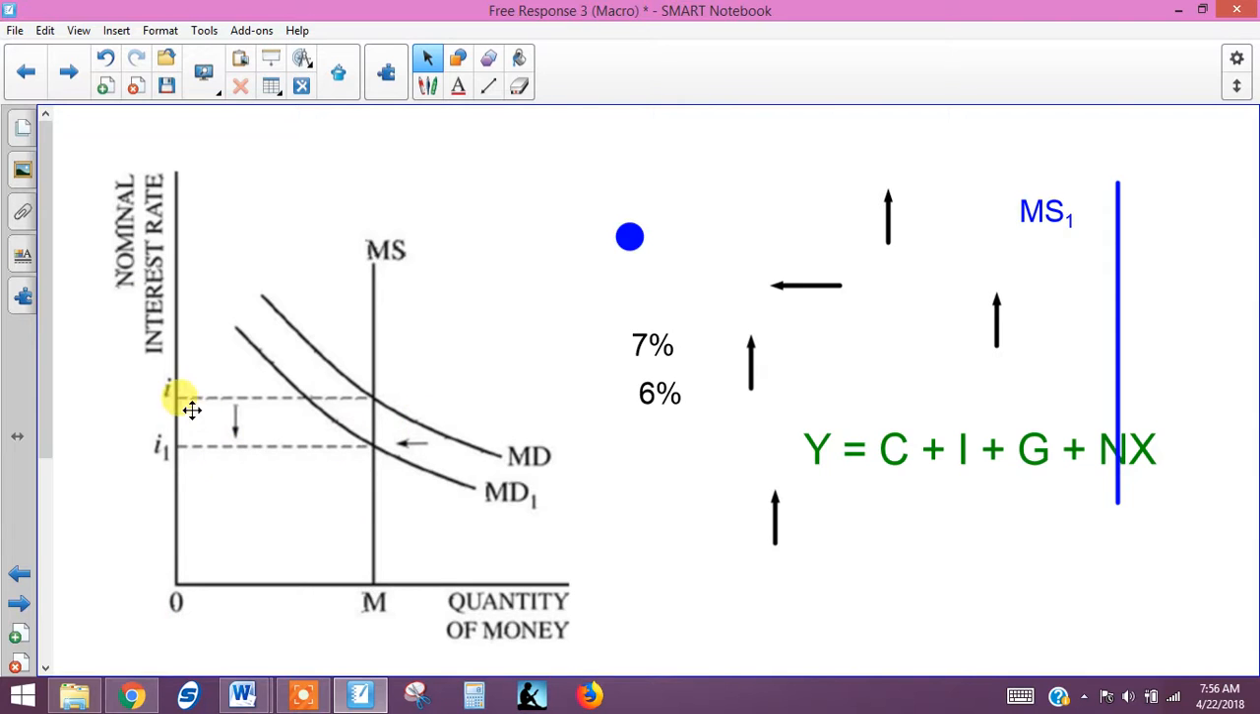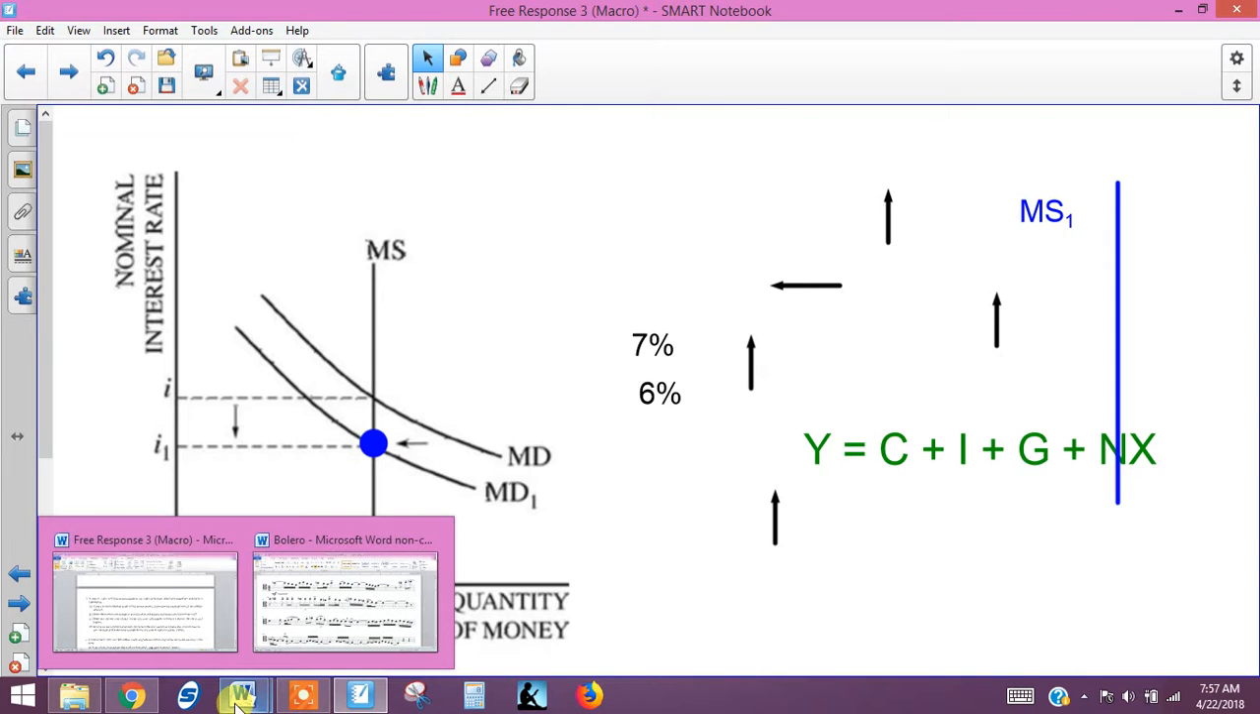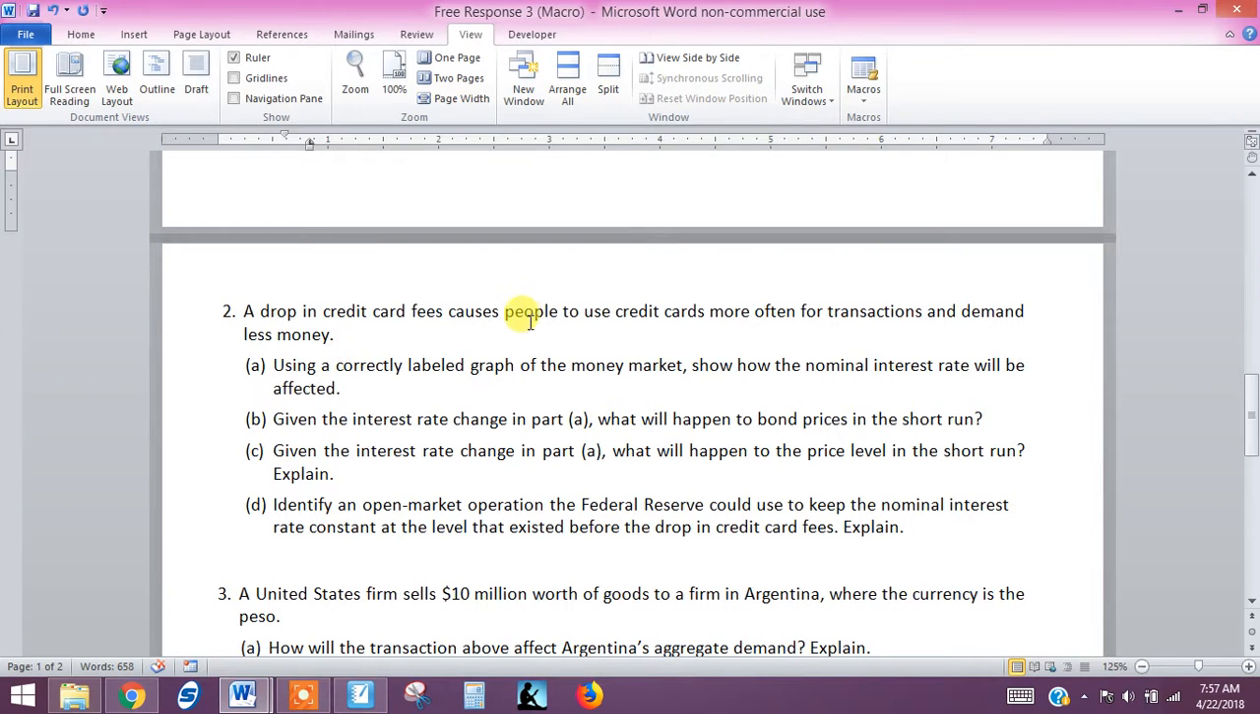Okay, so you want to show that the nominal interest rate actually drops. So we're actually starting here, and we experience the shift leftward of the money demand, and so that's a shift in the money demand and a movement down and along the money supply curve. So you're going to have that movement from here to here. Okay, all right, so that's good. That takes care of part A.